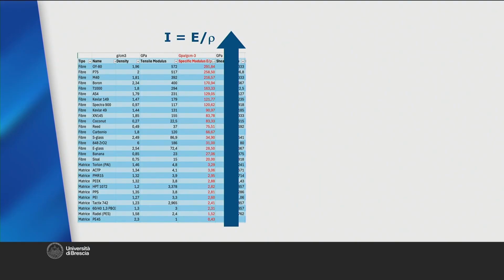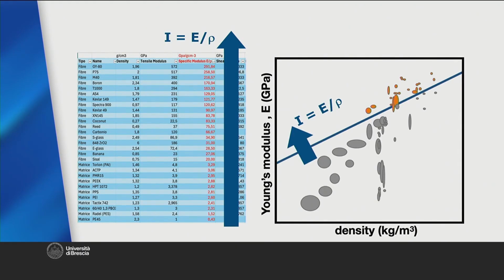Again, we can proceed in two ways, by using tabulated data or by using a graphical approach. First, we use material property tables to calculate each candidate's performance index. And thanks to tools like spreadsheets, it's possible to quickly sort the solutions, immediately identifying the material with the highest index. Alternatively, we can use bubble charts.